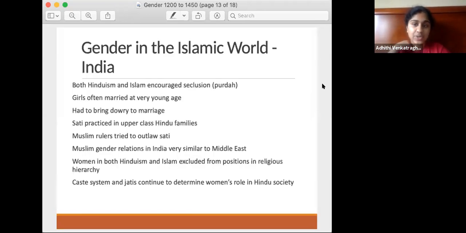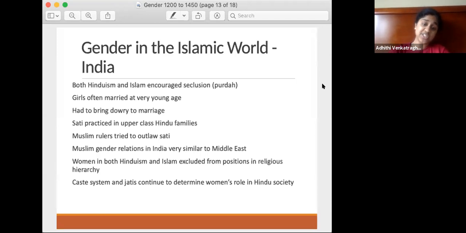Gender in the Islamic world and India. Both Hinduism and Islam encouraged seclusion. Girls, often married at a very young age, had to bring a dowry into marriage, and sati was practiced in upper-class Hindu families, which meant once the husband died, the wife would kill herself. Muslim rulers tried to outlaw sati.